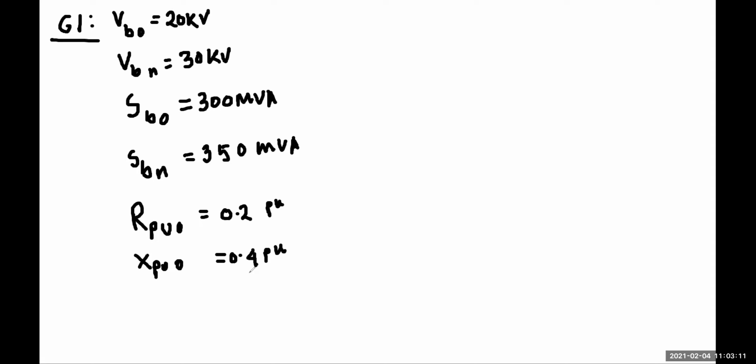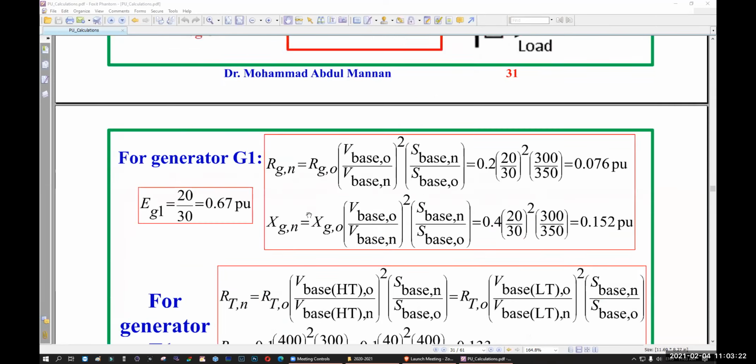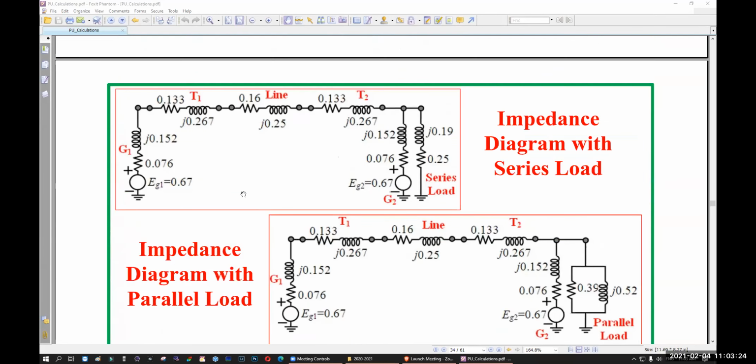Now you have to find out what? Can anyone guess what you have to find out? You have to find out the voltage, that means per unit voltage. You have to find out the per unit resistance, and you have to find out the per unit reactance, right? That means your V, your R, and your X, all of them in per unit. Okay?